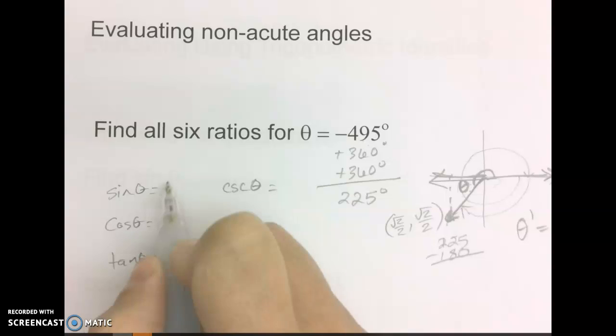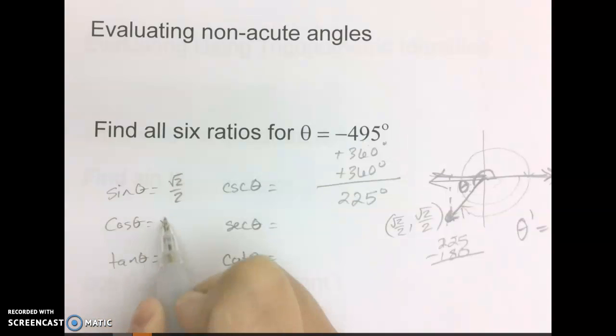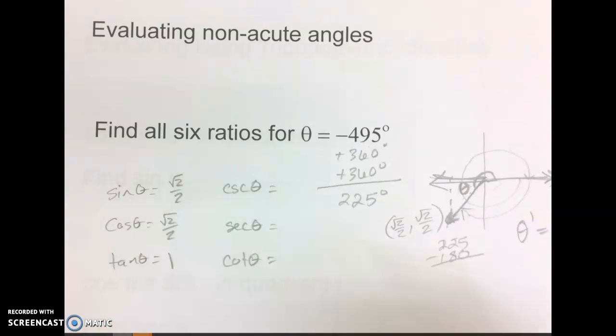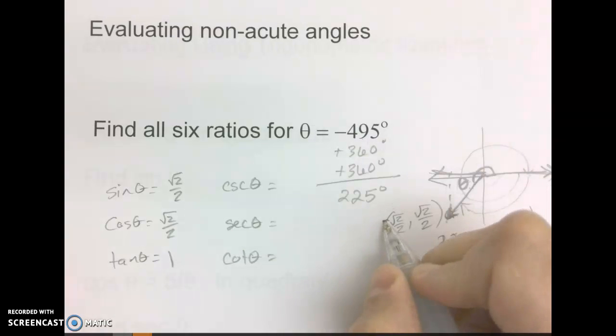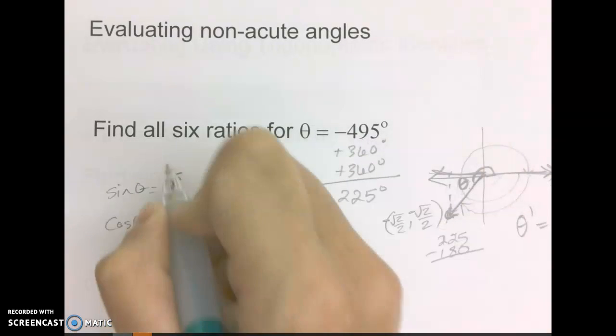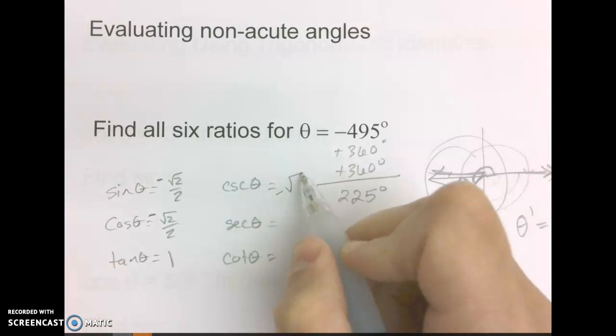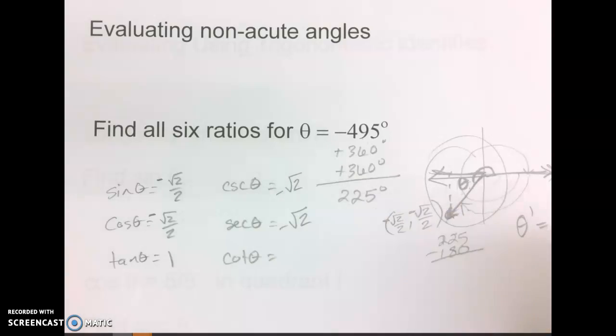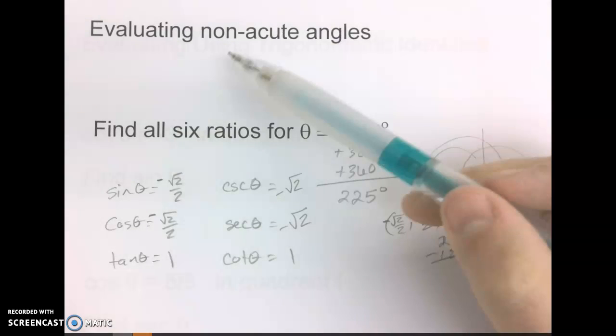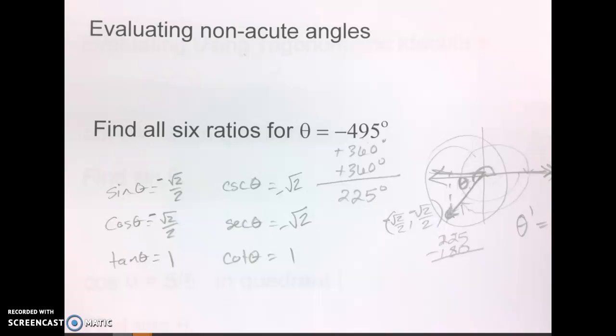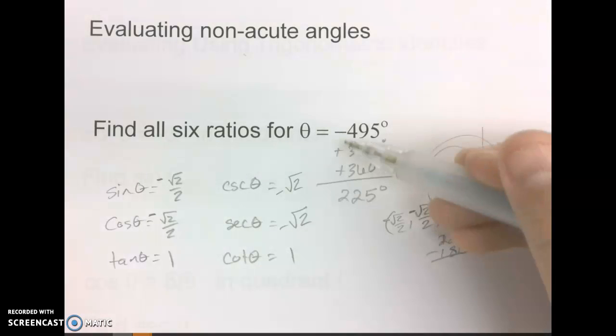All right, so sine is the square root of 2 over 2, cosine is the square root of 2 over 2, tangent is going to be 1. Oh, I'm sorry. These are both negative, because we are in quadrant 3. Cosecant would be negative square root of 2, negative square root of 2, and this would also be a positive 1. Okay, so non-acute angles just means that they're bigger than 90 in positives or negatives here.